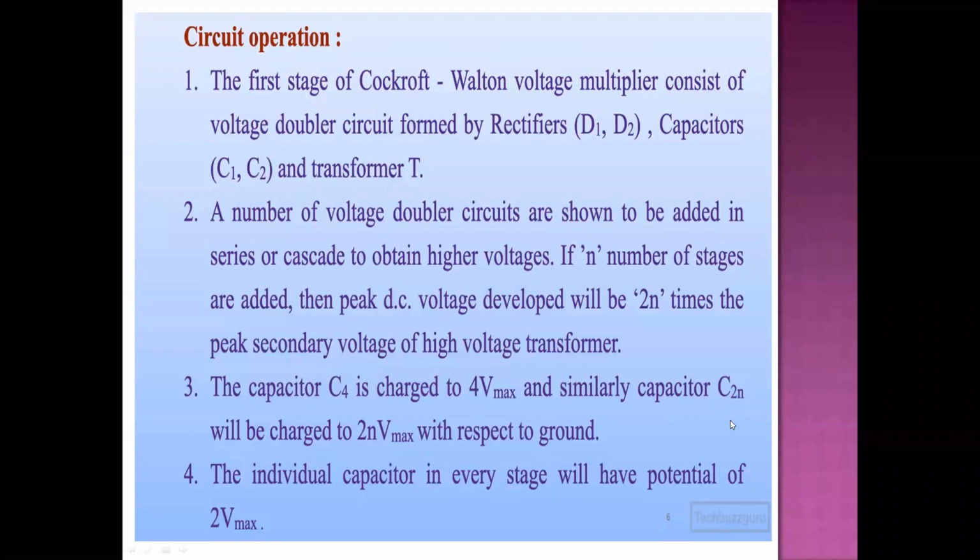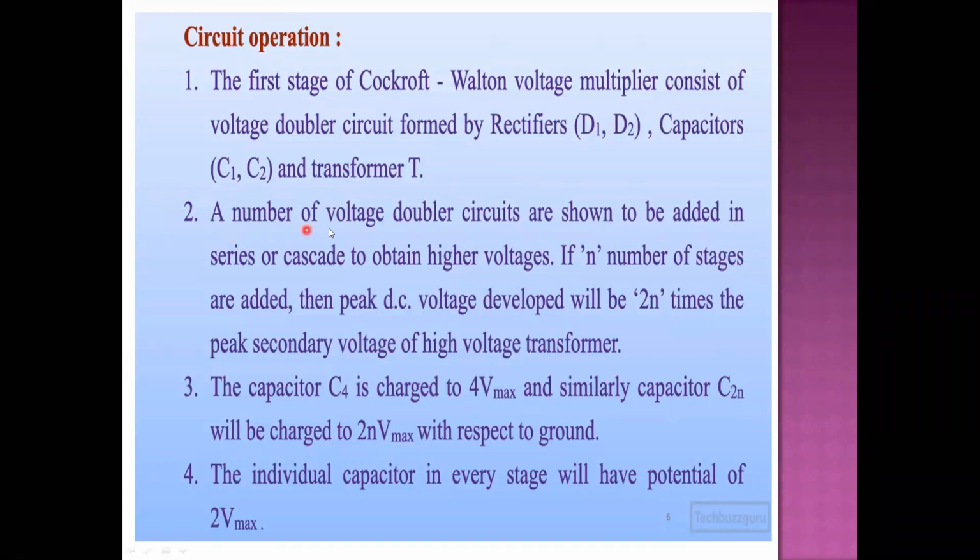Circuit operation, all of you concentrate on circuit operation. A simple concept, nothing is difficult. The first stage of the Cockcroft-Walton voltage multiplier consists of a voltage doubler circuit formed by rectifiers D1, D2, capacitors C1, C2, and a transformer T. You know well. The first stage is nothing but the voltage doubler circuit, using these components D1, D2, C1, C2.